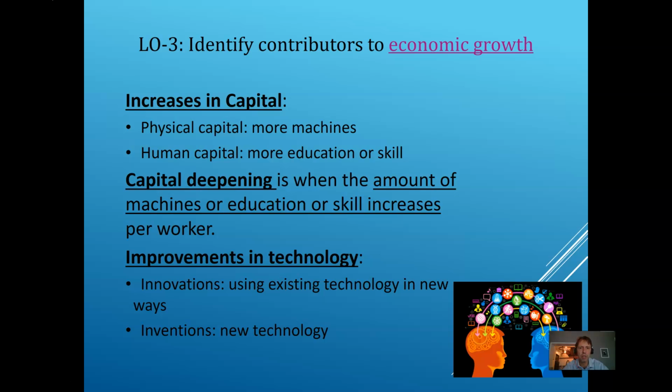So what are some things that contribute to economic growth? Increases in capital, which could be physical capital like machines. It's human capital, again, education and skill. We've made mention of those. It also means that we're deepening our capital when the amount of machines or the education or skill increases per worker. Improvements in technology, whether that's use of existing technology in new ways or completely novel inventions, can be really helpful. And we're seeing that in AI, nanotechnology and biotechnology, AI, artificial intelligence today.